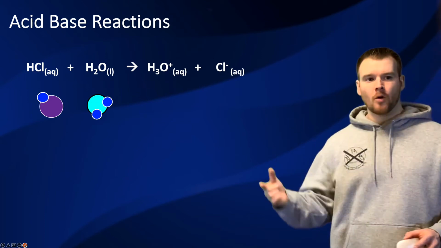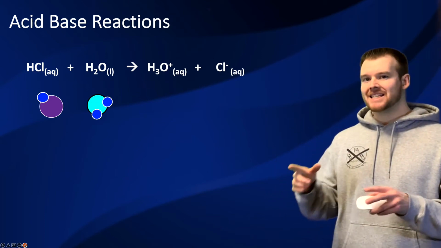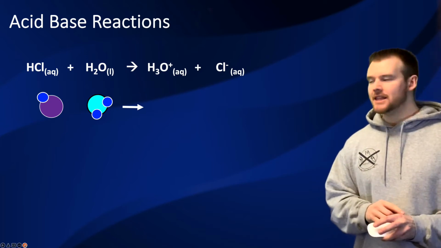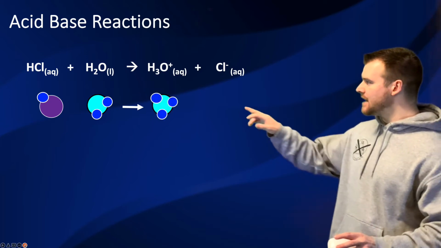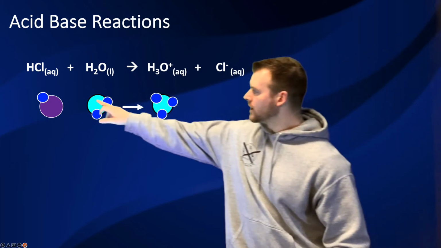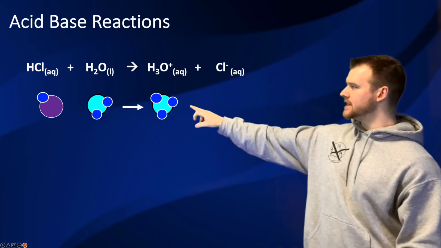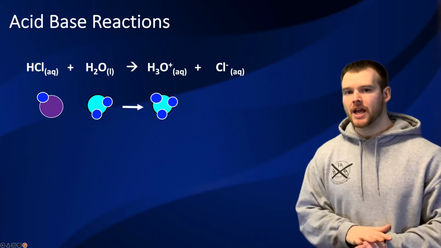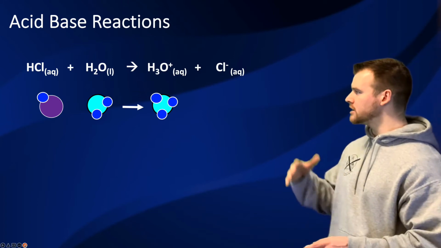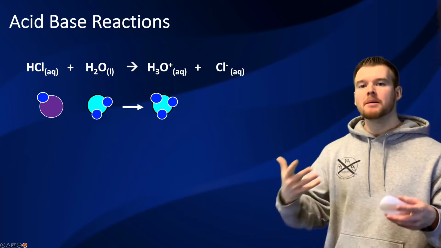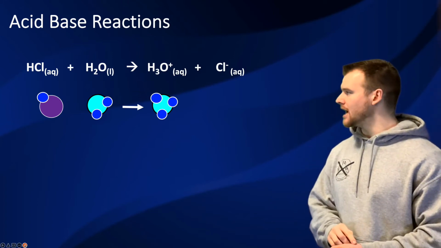And what this is going to form is then hydronium and Cl minus, because we can see that the hydronium is the same water as we had, but one of the hydrogens has come off of the Cl and been given or donated to that water. So now it's H3O plus because it took an H plus.